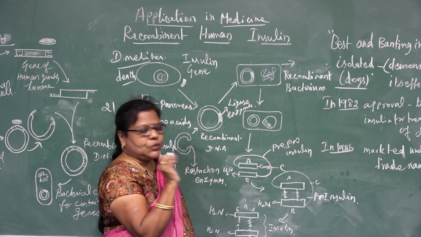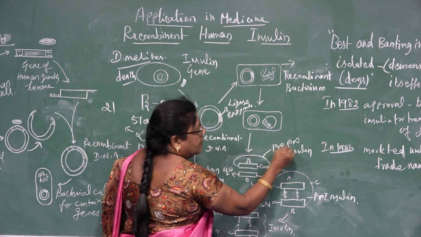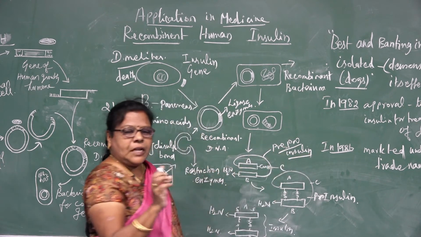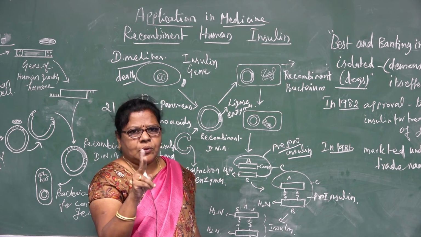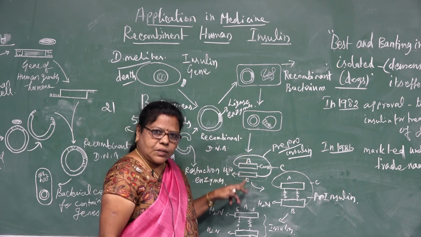The first produced insulin was pre-proinsulin. This pre-proinsulin consists of two segments. One is the A segment, another one is the B segment.